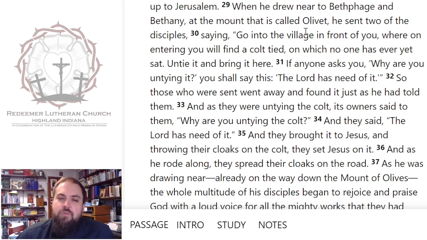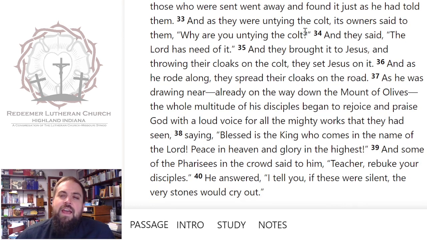They brought it to Jesus, throwing their cloaks on the colt. They set Jesus on it. And as he rode along, they spread their cloaks on the road. As he was drawing near, already on the way down the Mount of Olives, the whole multitude of his disciples began to rejoice and praise God with a loud voice for all the mighty works they had seen, saying, "Blessed is the King who comes in the name of the Lord, peace in heaven and glory in the highest."